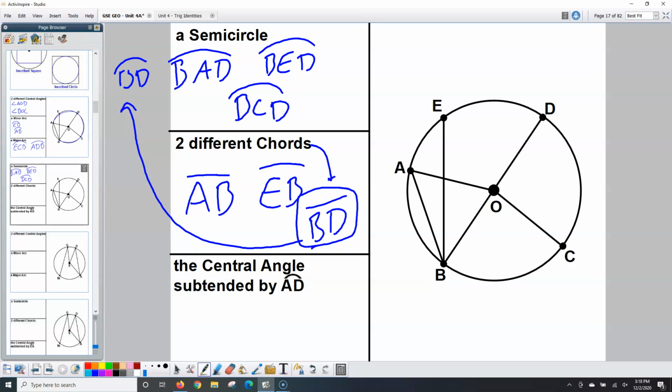Central angle subtended by AD. I'm going to look at arc AD right here. Look at that arc, and I'm going to look at the central angle that goes along with it. That's right there. That's the angle that opens up to it. So that would be angle AOD. I would try those next two slides. Push pause, try those next two slides. There's not a semicircle on this next one, but try those next two.